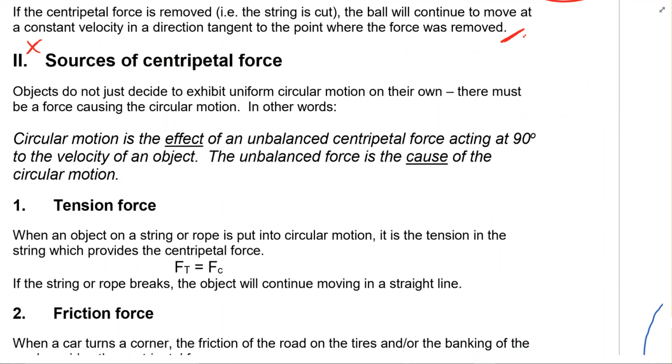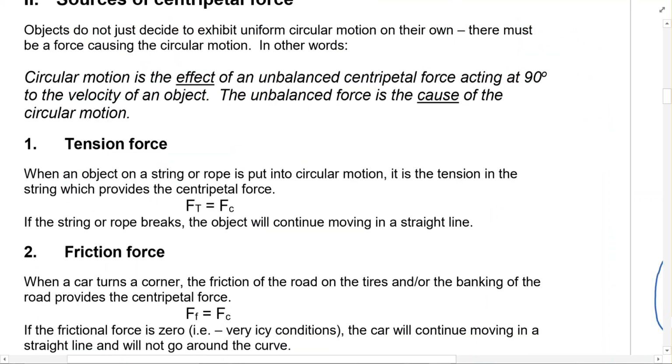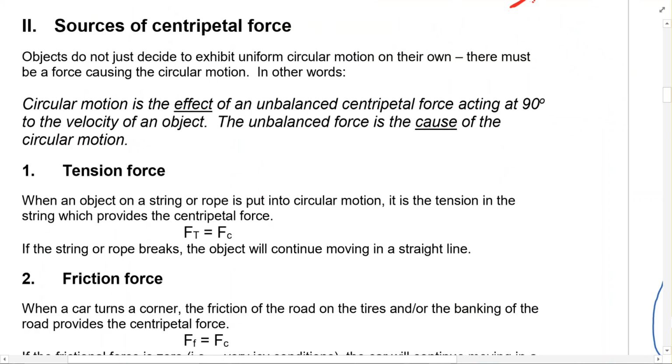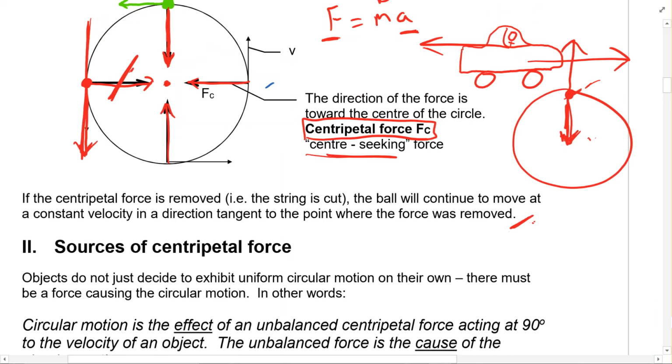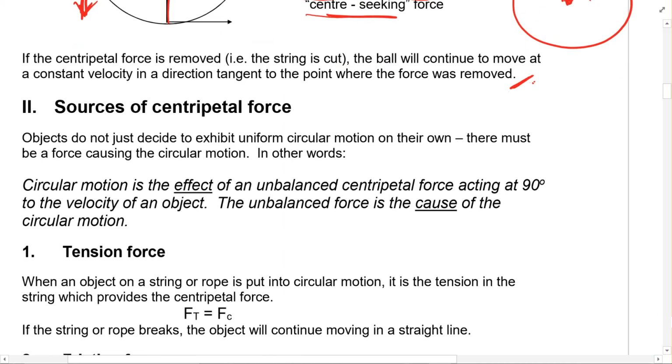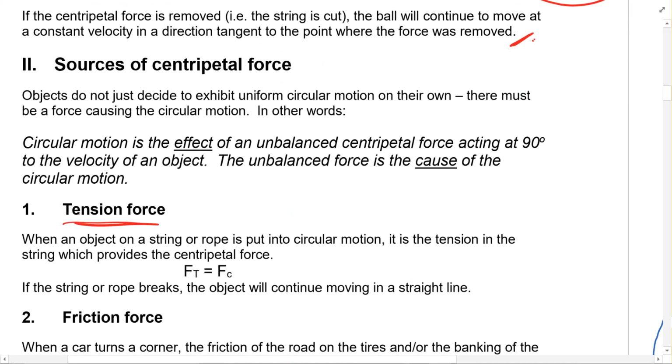Okay, so this part, sources of centripetal force. Well, it's really just saying the thing that's pulling it toward the center. I've talked about a couple already. This would be a string, right? So tension in the string would be the source of my centripetal force. So that's one source of a centripetal force.